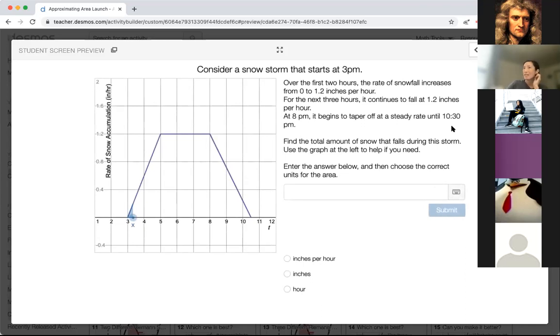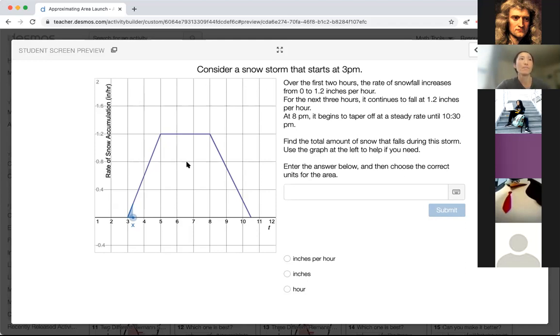All right. So let's take a look at slide 4. Over the first 2 hours, the rate of snowfall. So we're looking at a totally different scenario now. We're leaving our ship behind and we're looking at a snowstorm, which for us might be a really weird thing to think about since it doesn't really snow in San Diego. You can think about it like a rainstorm if you want.